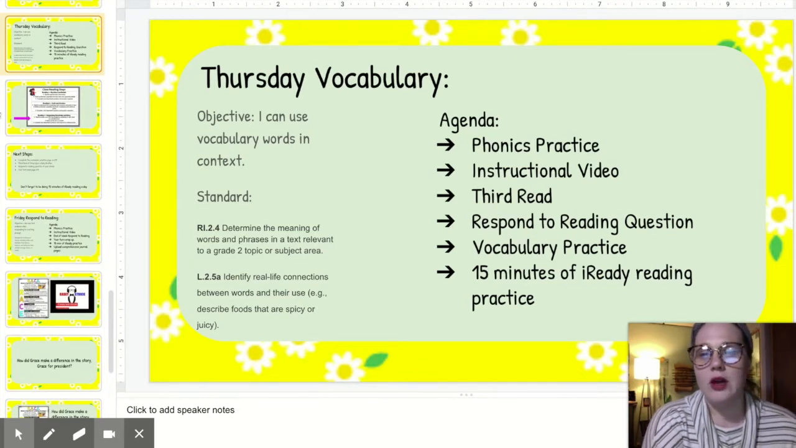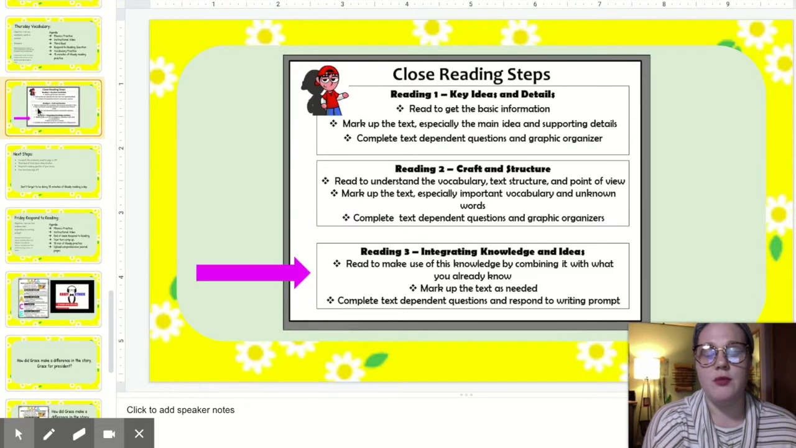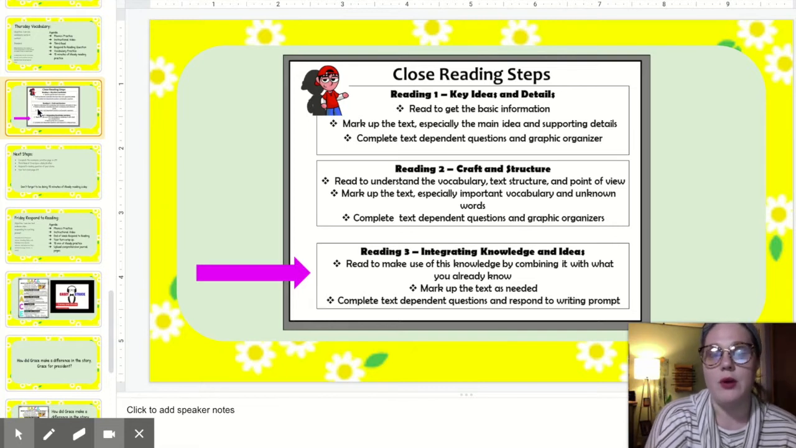We're going to go into that third read this morning of Once Upon a Baby Brother. Remember, when we're in that third read using our closed reading steps, we're reading to make use of the knowledge that we've been learning and combine it with what we already know. We want to keep marking up the text if there's anything we still don't understand, complete any text-dependent questions, and then respond to writing prompts. That's a big part of this: you want to make sure that you can respond to a writing prompt and synthesize the information that's been given to you in the story.